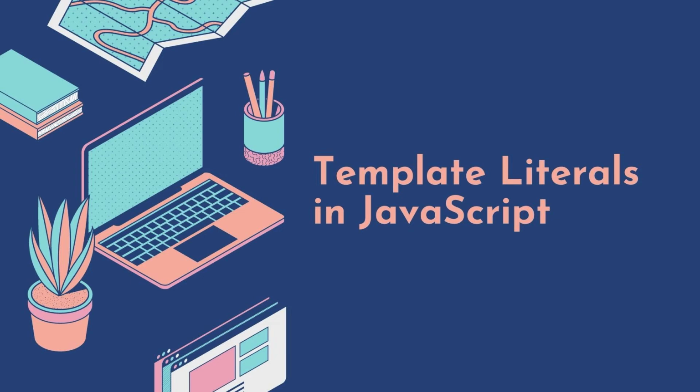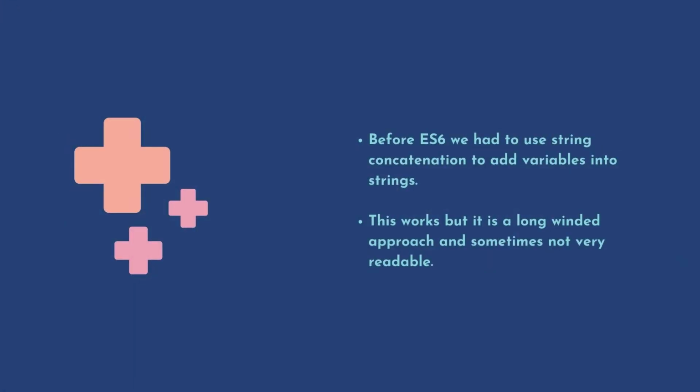In this video, we're going to look at template literals in JavaScript. In the ES6 version of JavaScript, template literals were introduced. Before ES6, if we had a variable that we wanted to use within our strings, we would have to use string concatenation. Let's look at how we would have done this.